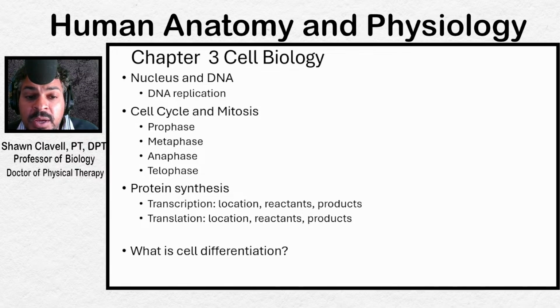So, let me talk about DNA replication first, right? DNA replication happens right before mitosis. So the idea of when does that occur, as well as the stages of prophase, metaphase, anaphase, and telophase, and then protein synthesis. This is the second half of the cell biology that we mentioned in our lecture. And then finally that question, what is cell differentiation? So being able to answer the idea of what is cell differentiation.